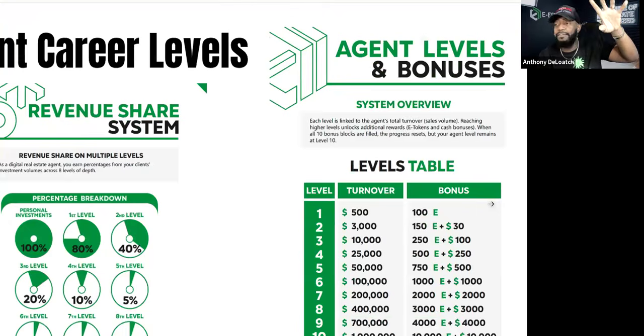Let me talk about agent level 10 because that's a milestone. When you get to agent level 10, that means you have $1 million of qualified tokenized real estate sales in your organization. You're going to get 10,000 e-tokens, which will allow you to spin our money wheel 100 times, and also $10,000 in cash that you can withdraw and do whatever you want with, paid out to you immediately. When you get to agent level 20, that is a 50,000 e-token bonus and a $50,000 cash bonus at one time, paid out to you immediately when you hit that level.